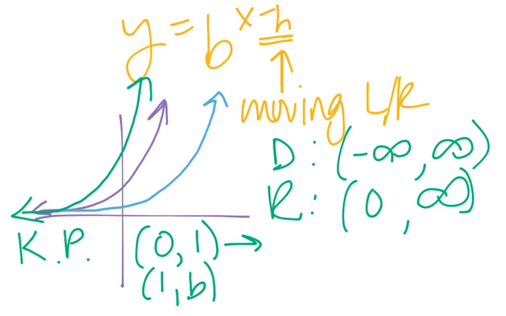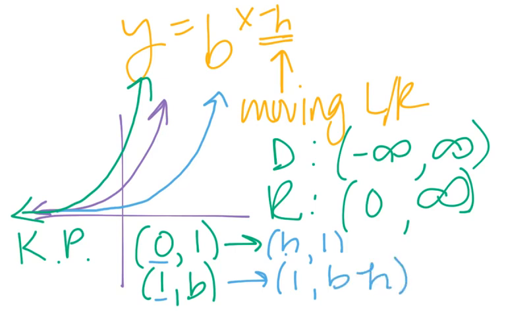Now when we're moving left, right, what's going to change? It's the x values that are going to change. So this would be h comma 1 and 1 comma b minus h. So if we were moving right 3, that means 0, 1 got moved to 3 comma 1. Sorry, this is the original. 0, 1 got moved to 3 comma 1. Or if we went left 1, 0, 1 became negative 1, 1. So key points we'd use if we were doing a quick sketch.